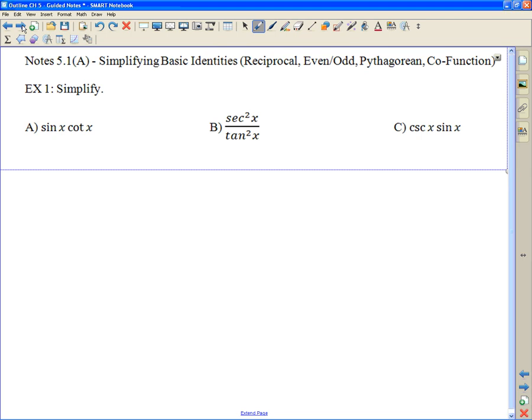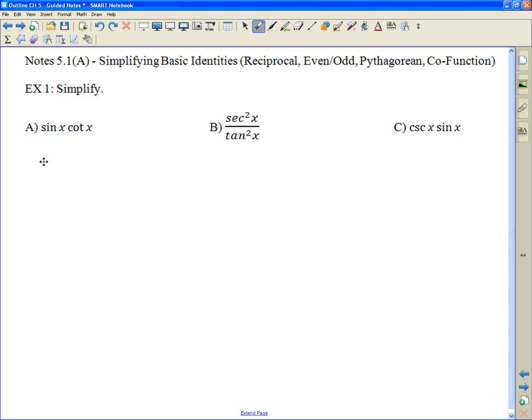Simplify basic identities. Here you will encounter reciprocal, even, odd, Pythagorean, and cofunction. Okay, simplify. I want you to show more work than you would expect to show, more work rather than less, because essentially we are preparing to do proofs. There's a variety of ways that you can do some of these problems. I am showing you one way, but maybe you should get those creative juices flowing so that you can start coming up with your own ideas.